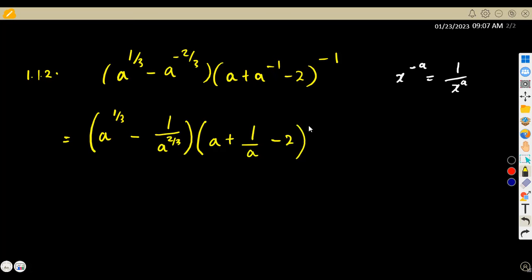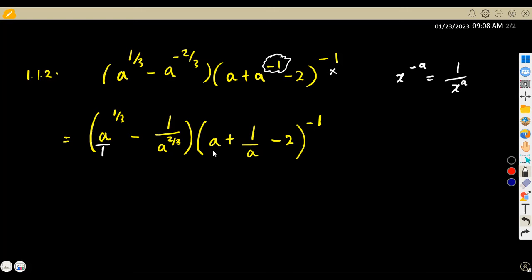Minus 2, then everything to the exponent of minus 1. So we are starting with this negative exponent inside the bracket. Ignore this one for the meantime; we are going to see it later on. If we check inside these brackets, these are fractions that you're supposed to simplify, because the first part is just a to the exponent of a third over 1 minus 1 over this.